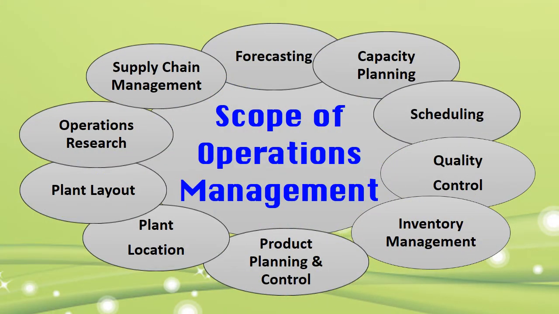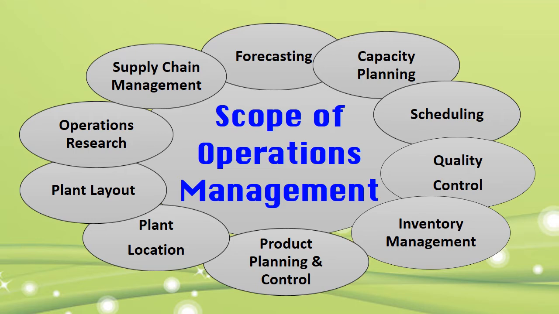As we know, operations management is a coordination of all the departments. So its scope or nature is very wide, as it covers the whole business organization. The first one is forecasting. Forecasting is the process of anticipating the future. The operations manager has to forecast customers' demand in advance, so that according to the demand, the production process can be carried out.